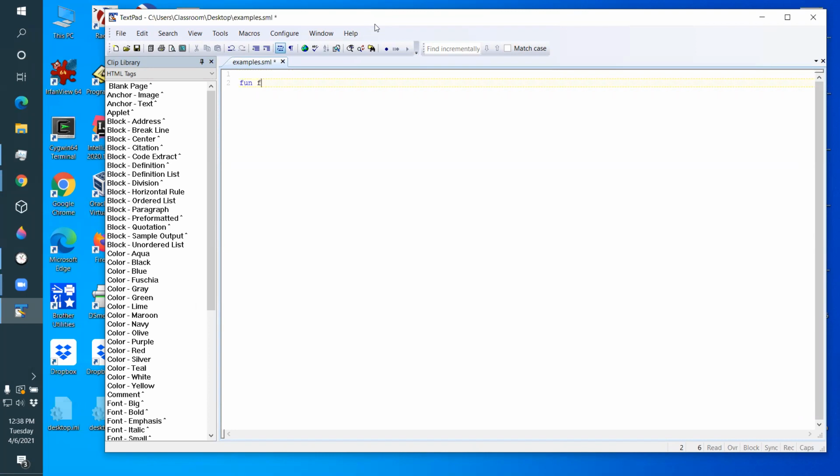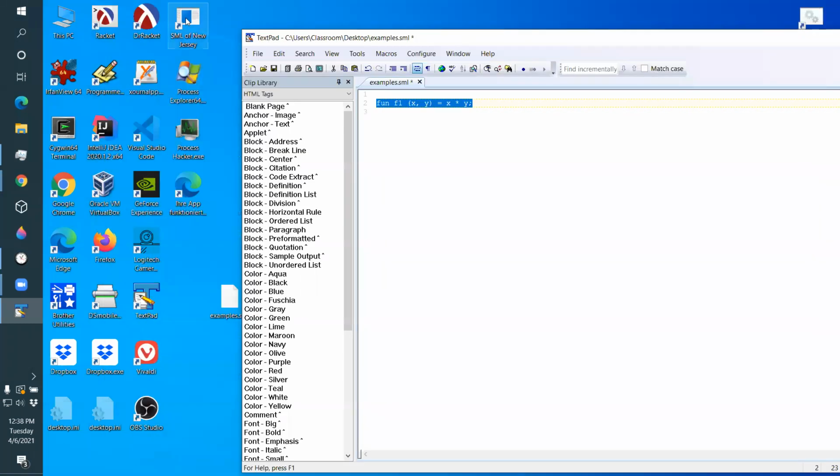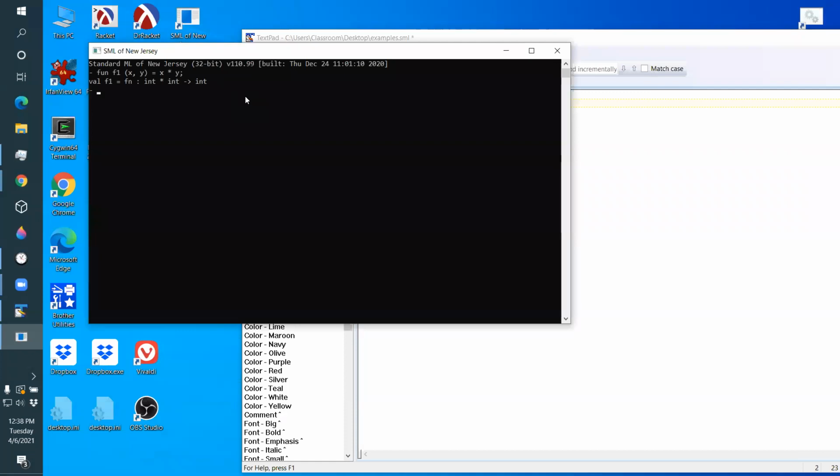Function f1 is going to take an x and a y as input, and it's just going to take the product of x and y. Real simple function. I can put that into SML, and it just multiplies. See, it looks like Java. F of 3, 4 is 12. F of 5, 6 is 30.